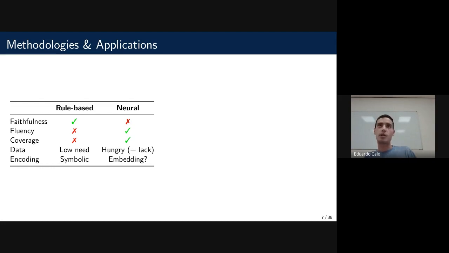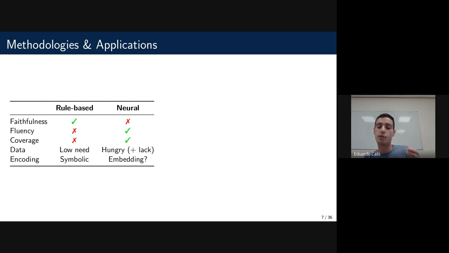Coverage, similar to fluency: with rule-based methods, we are limited to some specific domains, some specific lexicon, some specific part of the grammar of a language. While with neural, you can give them whatever you want, and probably you will get some results. The same goes for data. With rule-based methods, you don't need much data. You just need a smallish corpus to provide some examples to these systems, while neural approaches need a lot of data. And this goes along with a big problem that in logic-to-text generation, we actually do not have many of these data sets.